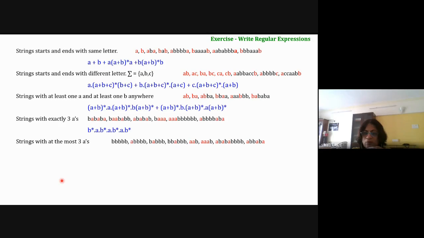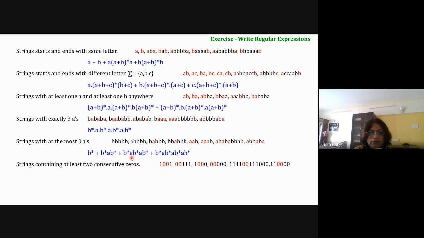So B star is allowed. B star A, B star allowed. Correct. Nijo has done it correctly. So see the answer. B star is allowed with 0 number of A's, 1 number of A, then 2 number of A's, and here 3 number of A's. So this is the answer. Either this or this or this or this. Okay. So now the next one.